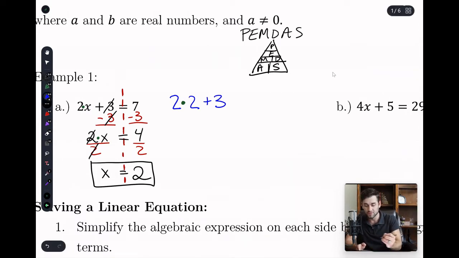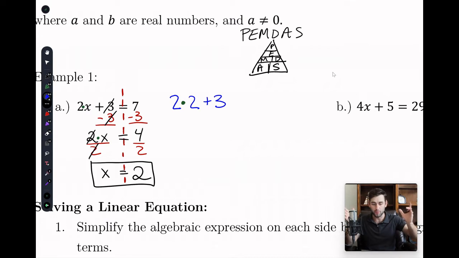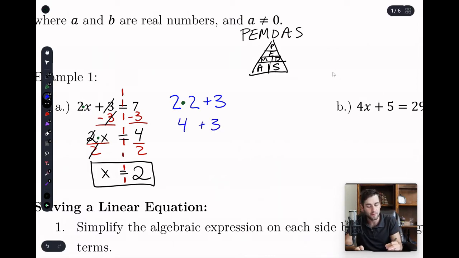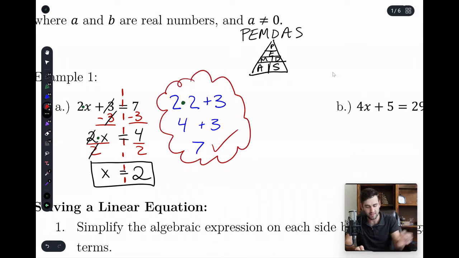Cool? So what do you see first? Parentheses? Nope, no parentheses. Exponents? Nope, no exponents. Multiplication and division? I see multiplication. What's 2 times 2? 4 plus 3? 7. Does it check out? Does 7 equal 7? Yes, it does. Our check worked.